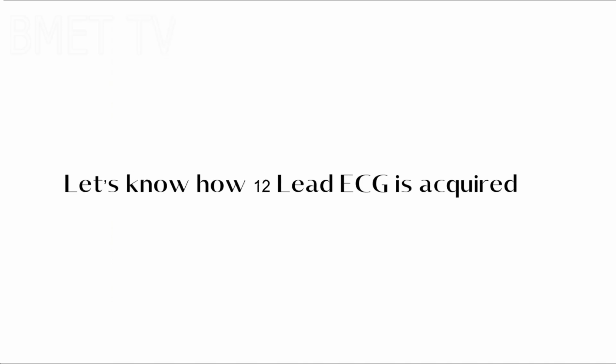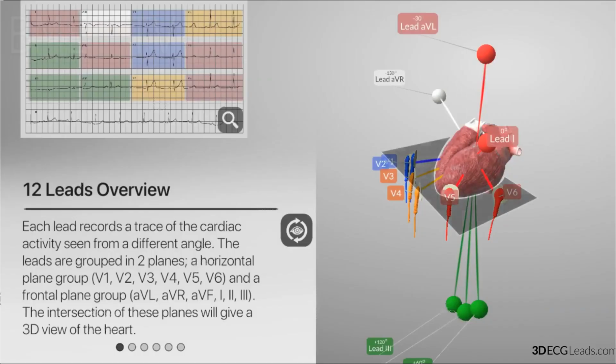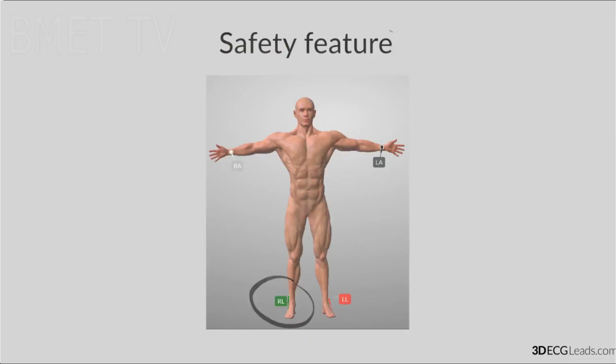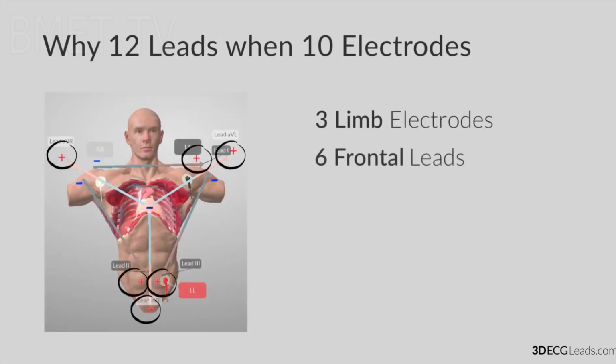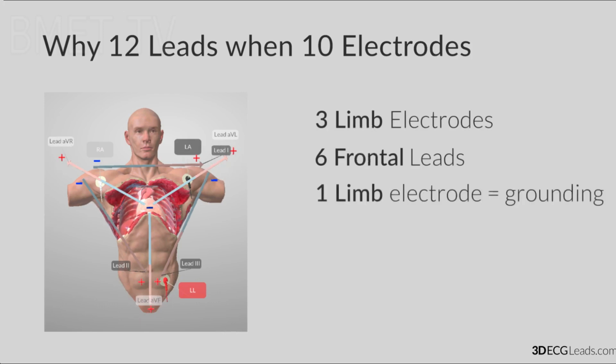Let's learn how 12-lead ECG is acquired. A 12-lead electrocardiogram, or ECG, is a standard lead system used in clinical practice. A standard 12-lead ECG was designed to show the frontal components of a 3-dimensional electric vector in 6 limb leads and the horizontal components in 6 precordial leads.